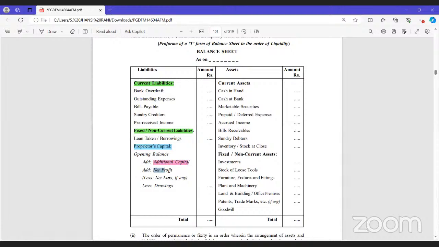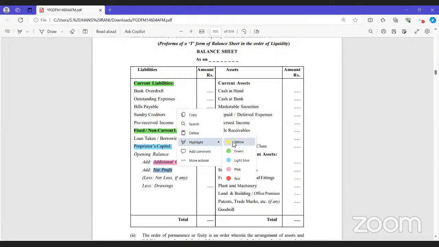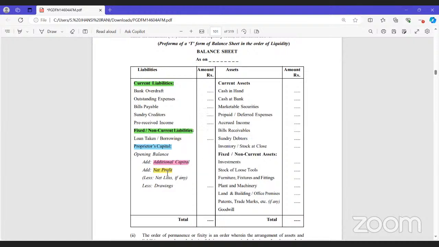Next, whatever net profit we get from the profit and loss account, the profit which we have balanced in the profit and loss account, we add it here to the capital, and if it is a loss, we deduct it. And drawings means the owner has taken. Whatever amount we are due to the owner, that liability has decreased, so we deduct it. So this is how the liabilities are written.